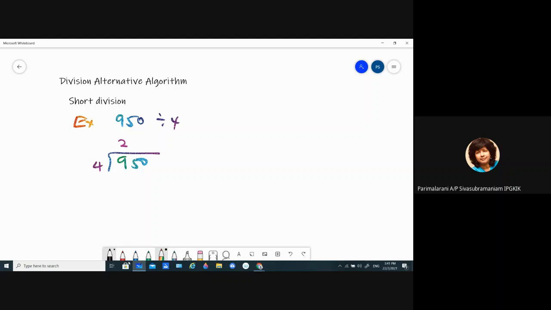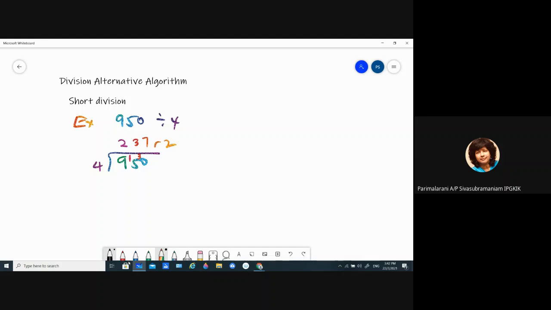2 times 4 is 8, remainder 1. So we write the 1 up here. Now we have 15. 15 divided by 4 is 3. So 3 times 4 is 12. 15 minus 12 is 3. So we write here 3. Now it's 30. How many times does 4 go into 30? 7 times, 28. So we still have remainder 2.